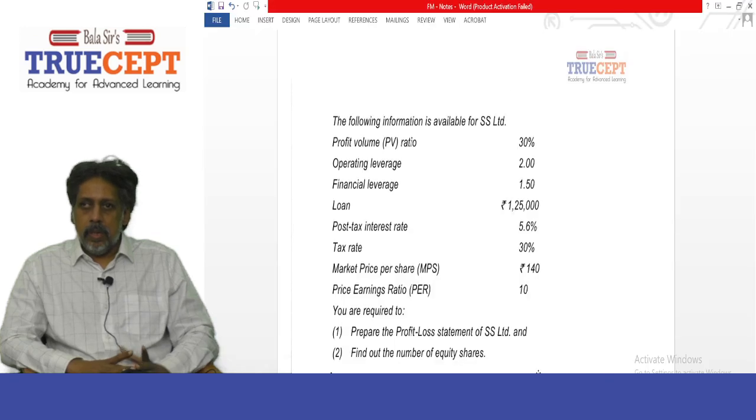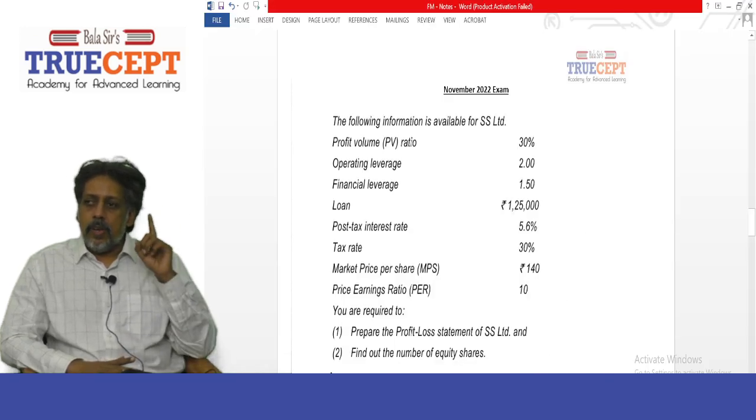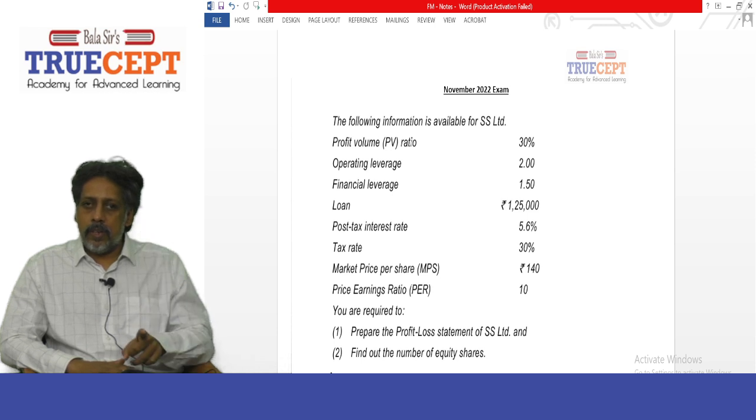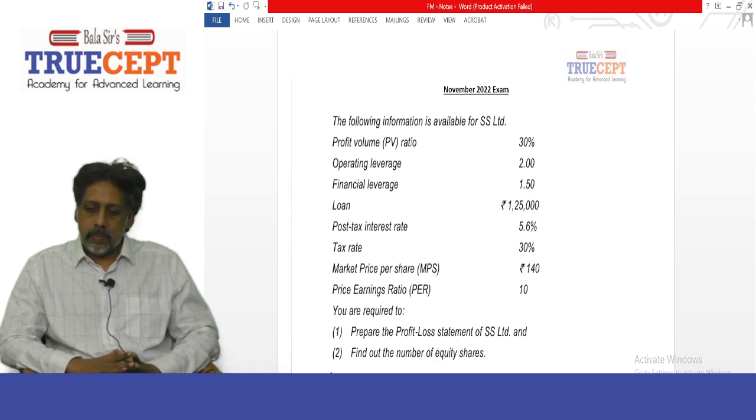Yes, sir. So guys, here we go with the next example on leverage analysis. It is from November 2022 exam. Let's go ahead and read the question once. The following information is available for SS Limited.